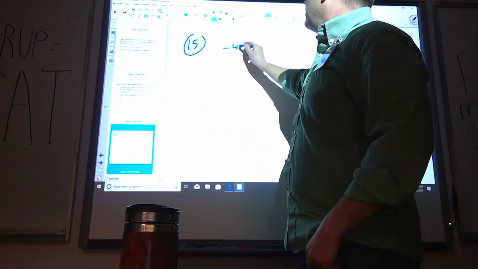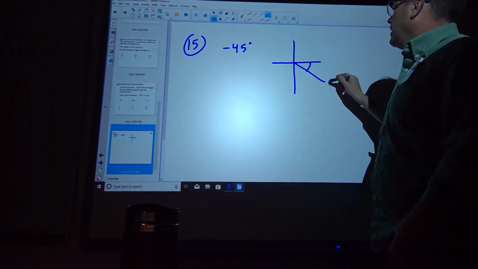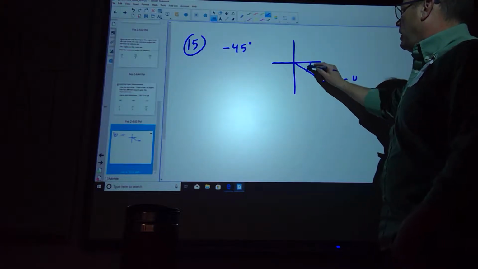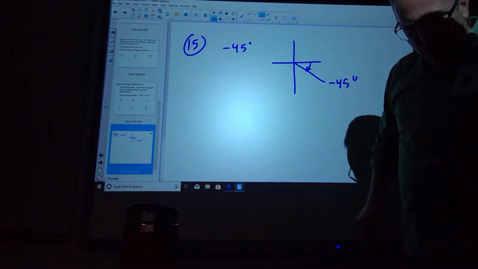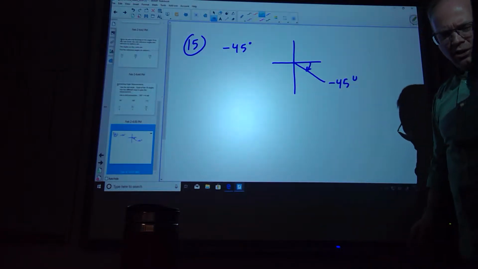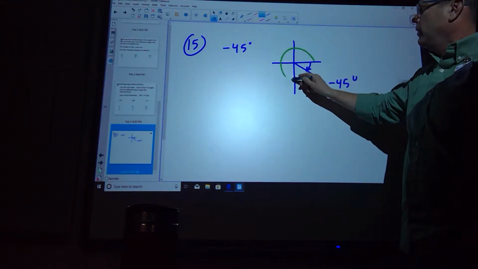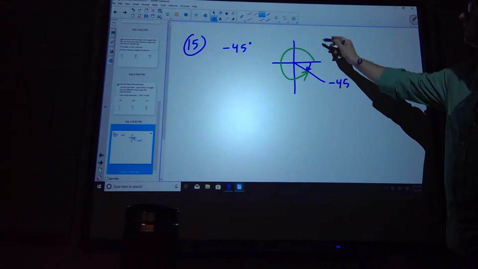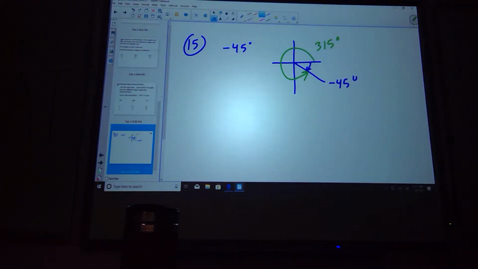So negative 45, just so you know, that's this angle. That's negative 45 degrees because I went clockwise. If I wanted to give the smallest positive angle, I'm going to come around this way. That's going to give me 315 degrees. 315 degrees is the same location on the unit circle as negative 45. So you basically did 360 minus 45. Yep.